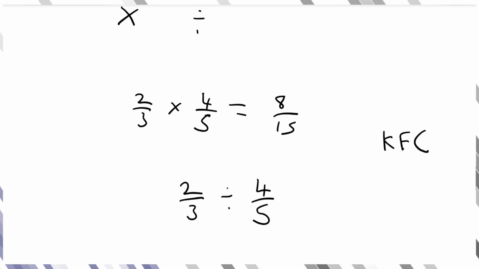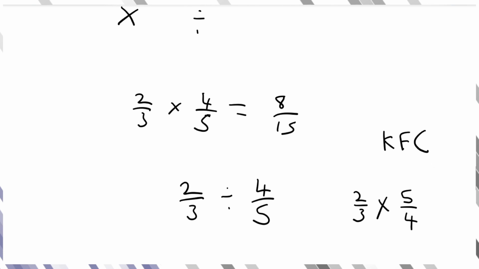So we keep the first fraction as it is. We can even rewrite it and make sure we're definitely keeping that as it is. Flip refers to the other fraction. We flip it upside down. So instead of 4 over 5, it's 5 over 4. And the C, the change, is the division. We change it to a times.